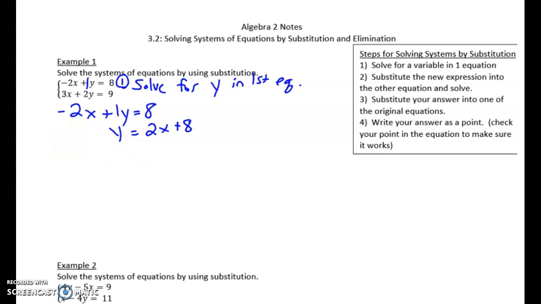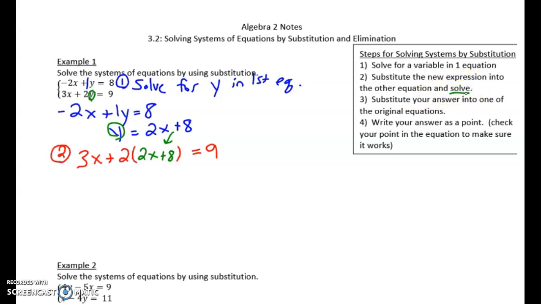Step 2, I'm going to substitute that expression into the other equation. Since we were working with the first equation, we're going to plug that expression into the second equation, 3x plus 2y equals 9. If you remember back from geometry, when we were doing the proofs, this would be where we would justify it by substitution. Instead of the y here, we're replacing the y with the 2x plus 8. From there, we're going to solve.